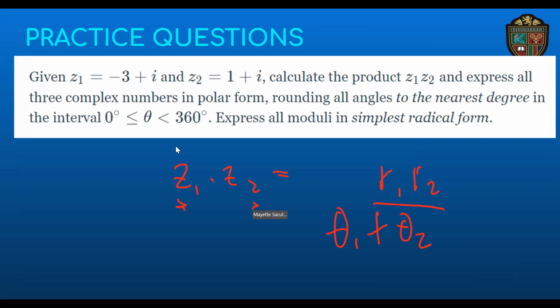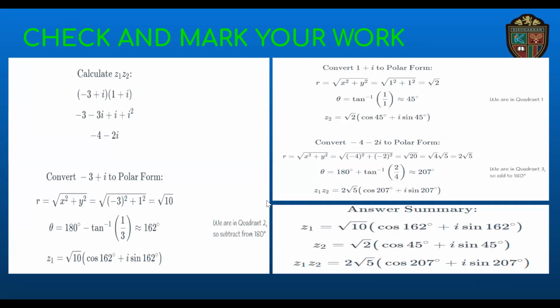You can also do multiplication in Cartesian form. Here, z1 times z2 means this will give us negative 3 plus i, and then we have 1 plus i here, and do the expansion. Okay, so please answer this question and check your solution after this. The answers or the solutions are in the slides here.